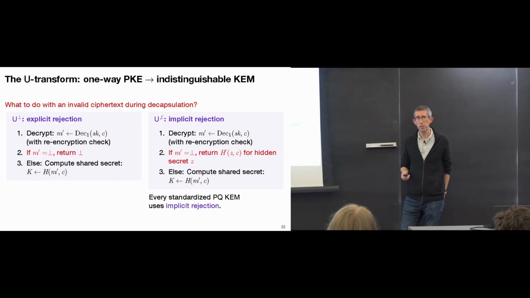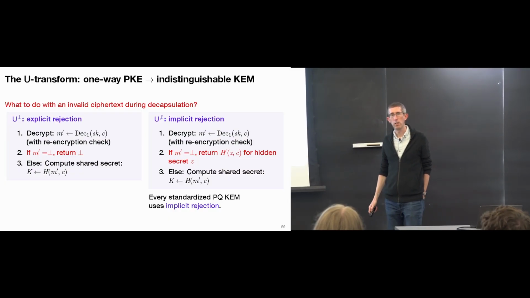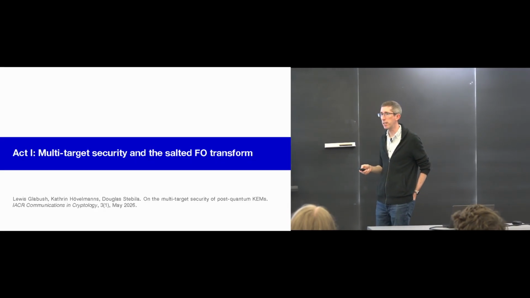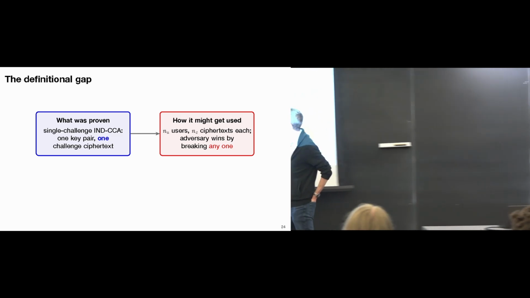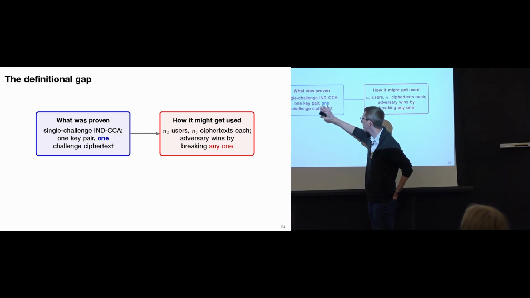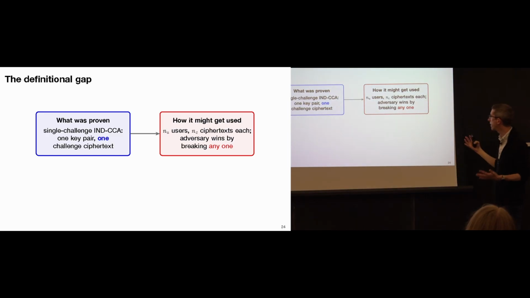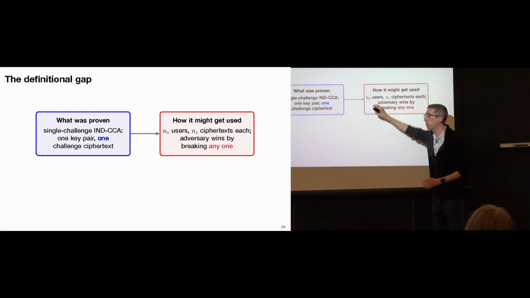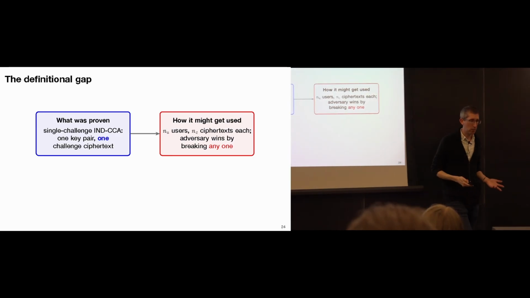Okay. Any other questions? Okay, all right, so let's first talk about multi-target security. We saw the gap between what we proved, where we had security against one key pair with one challenge ciphertext, and where we might use this, where there might be multiple ciphertexts, in fact maybe even multiple users with public keys. And the adversary might win by breaking any one of these.